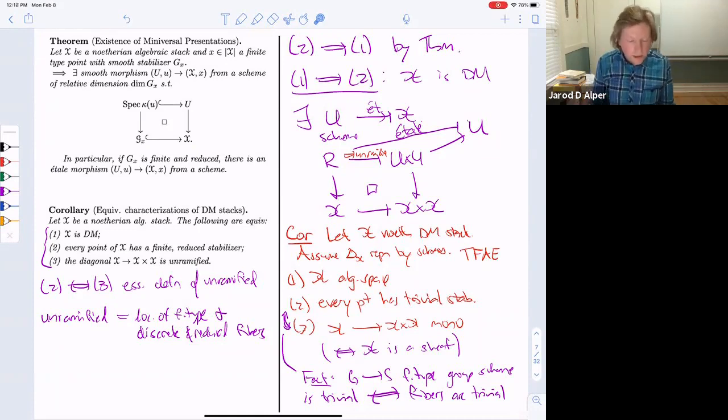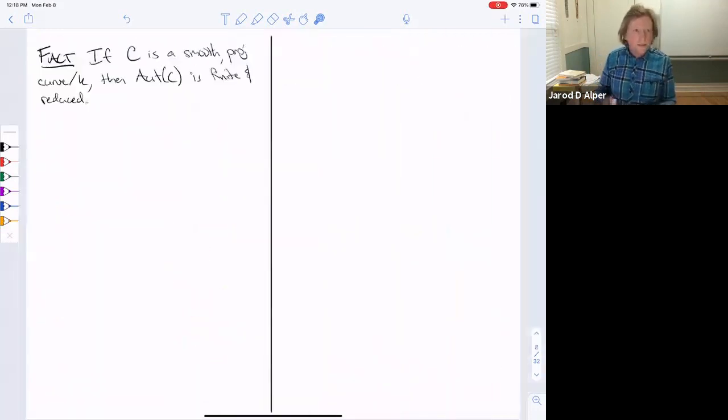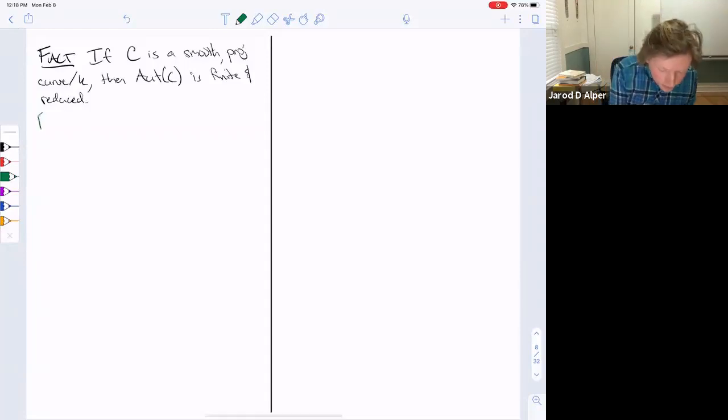All right, but now we get to the important application of this result. We're going to apply it to M_g. Here's this basic fact about smooth curves, that they have finite and reduced automorphism groups. There are a number of geometric arguments for this fact, but the one that fits nicely in line with other arguments I'm giving is the following. Let me just sketch why this is true.